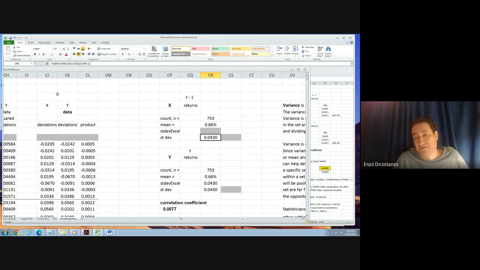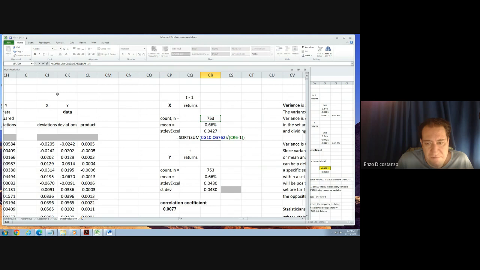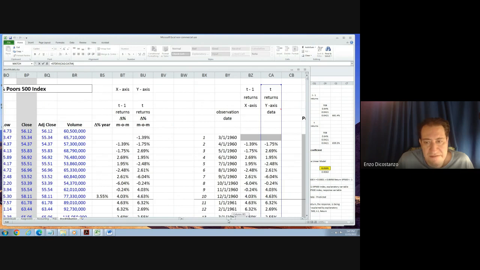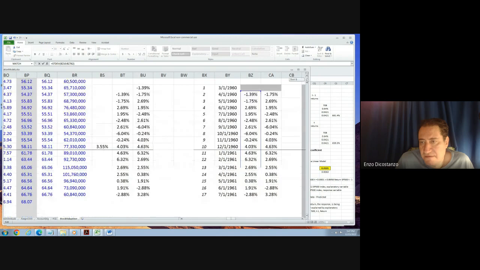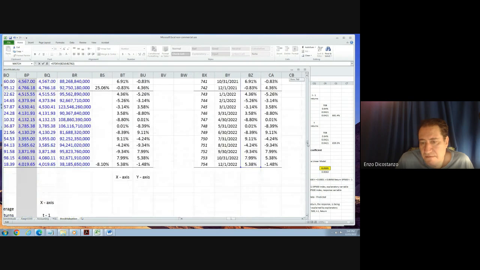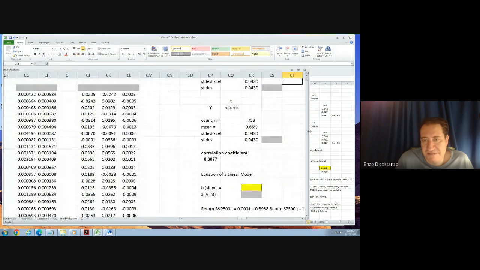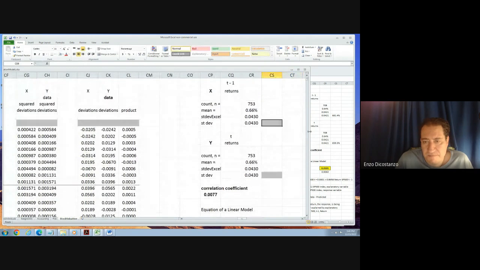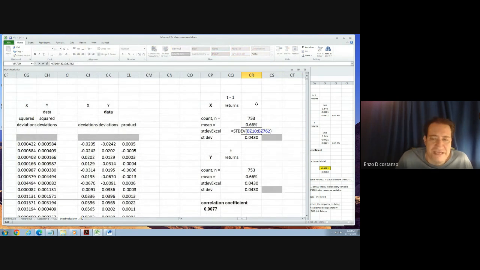So with the Excel, we just drop that in there. That's your X, 4.3, your X returns in Excel, the Excel version. So the BZ10 to 762. Know your data range.